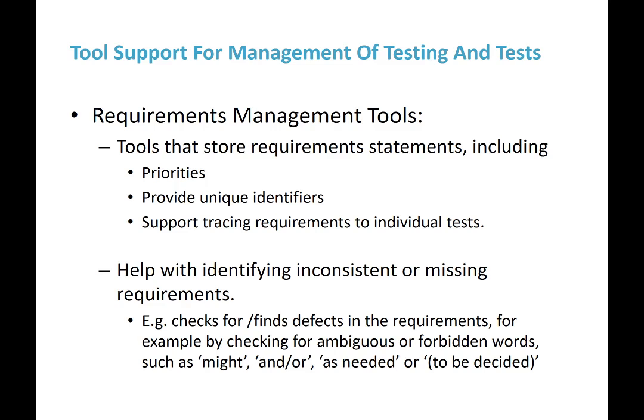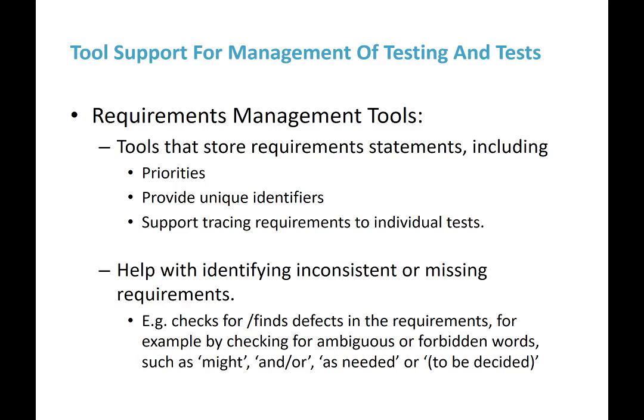We have requirement management tools, so these can be quite useful in terms of requirements for identifying priorities, for making sure that every requirement has a unique identifier. It allows us to also map from requirements into individual tests as well. I know a few of you find that quite tricky in terms of the assignment, so there are automated tools out there that can help us with that. Thinking back to our first assignment as well, identifying inconsistent or missing requirements, we can have some tool automation to help us with that as well.